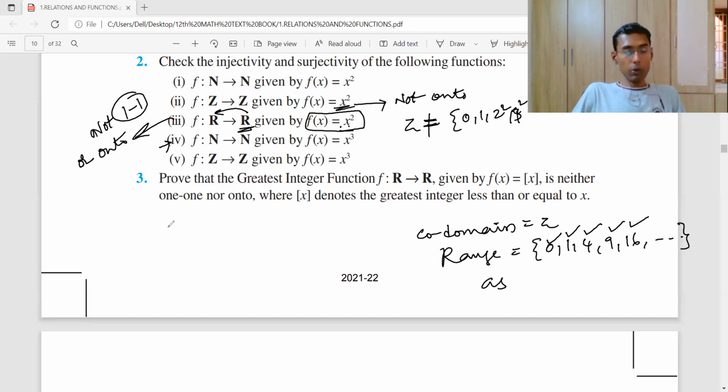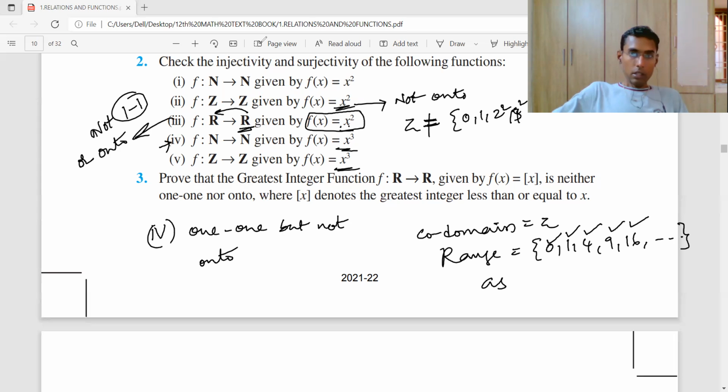It is one-one, but it isn't onto, because of the same reason. It's a cube, so again you'll get only perfect cubes, 1, 8. Only those are the images. That means only those elements have pre-images. Same with this one. Done.